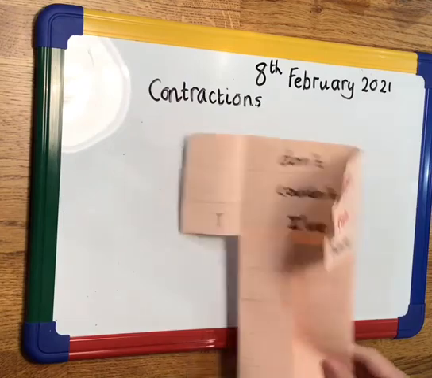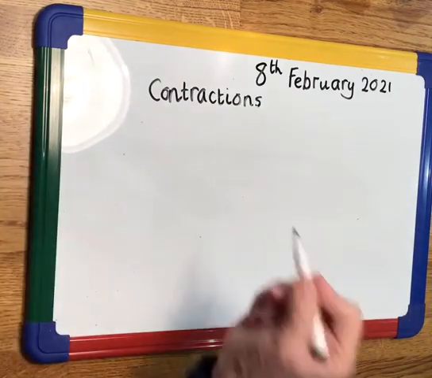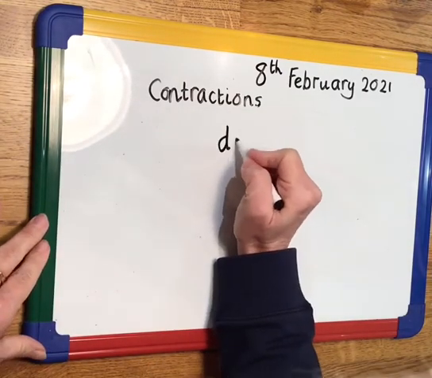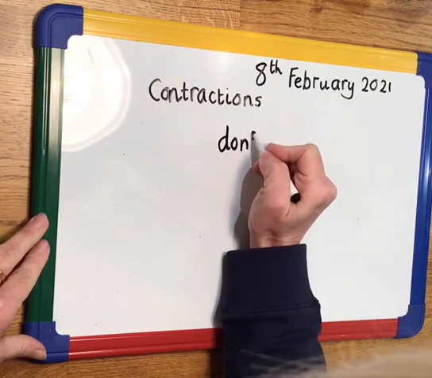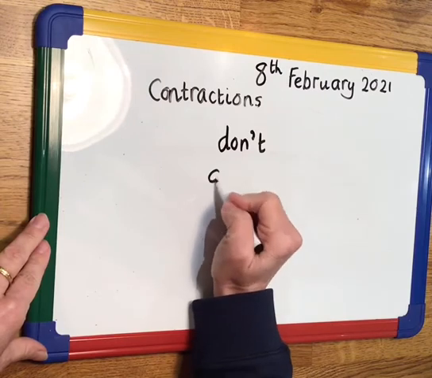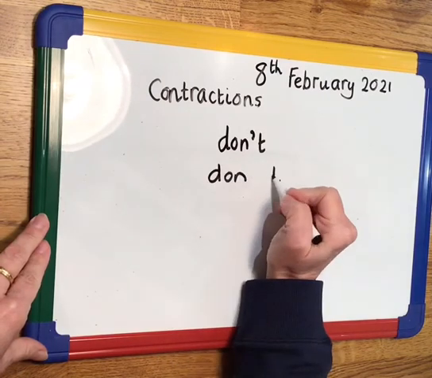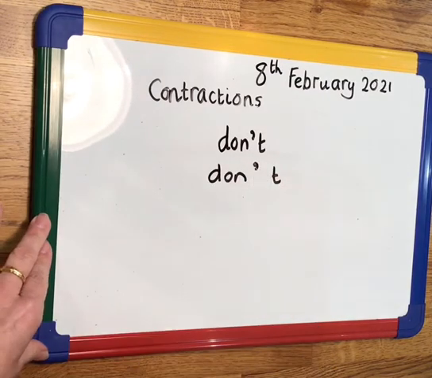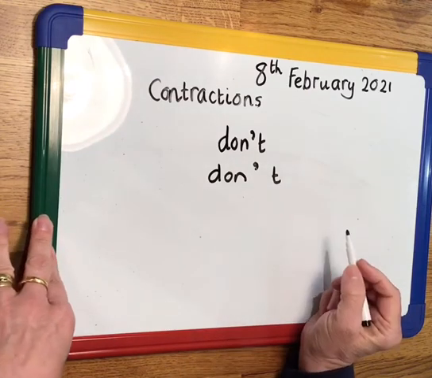One little word of warning though, children, when we write our contractions, we need to make sure that we do snuggle our letters. I should be seeing "don't" looking like that, and not like that. So our letters need to be snuggled.